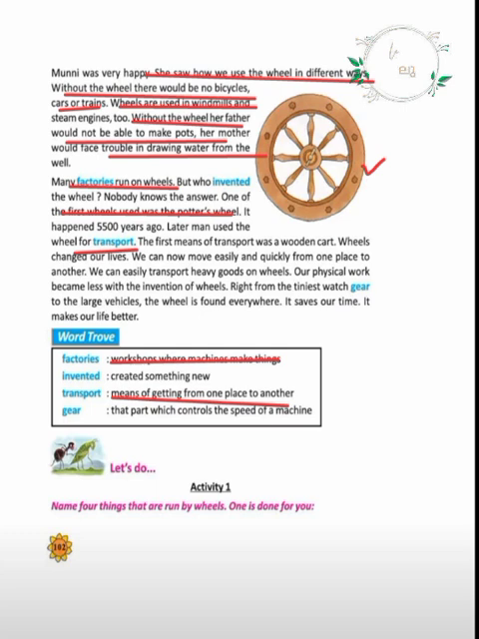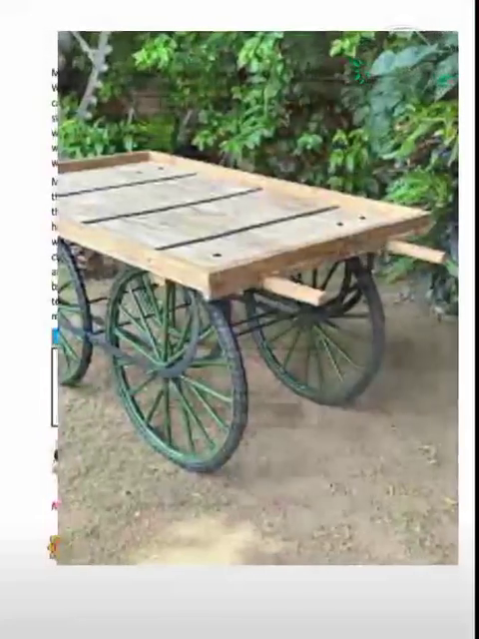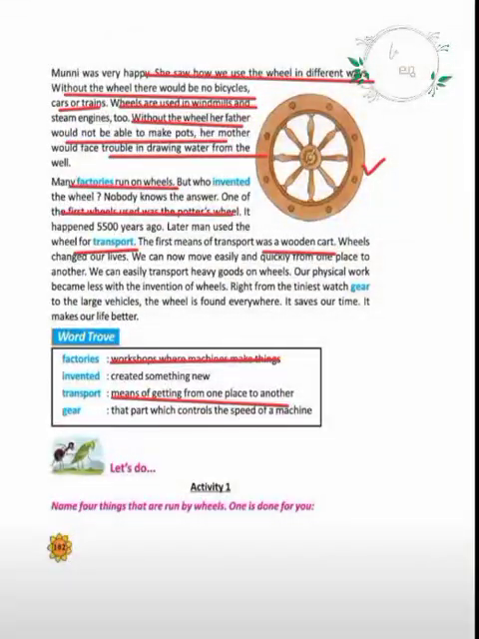The first means of transport was a wooden cart. So before inventing the car, bike, train, bicycle, everything, the first transport was what? A wooden cart. You know what is a wooden cart? See in this picture, this is called a wooden cart. Wheels changed our lives. We can now move easily and quickly from one place to another. It is possible with the help of wheels.